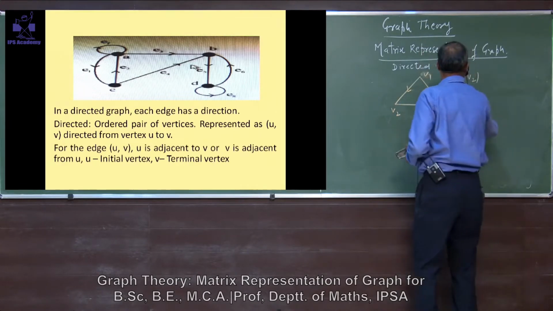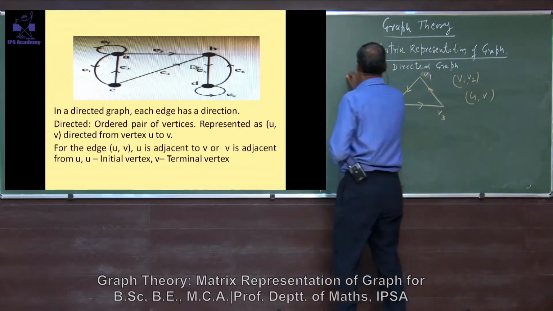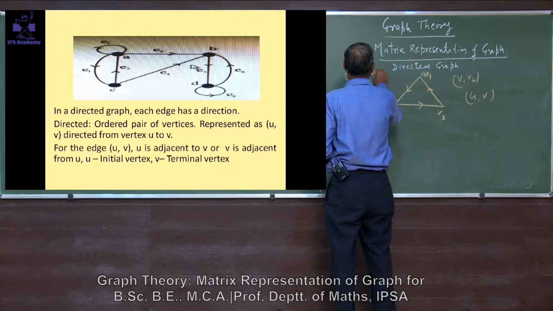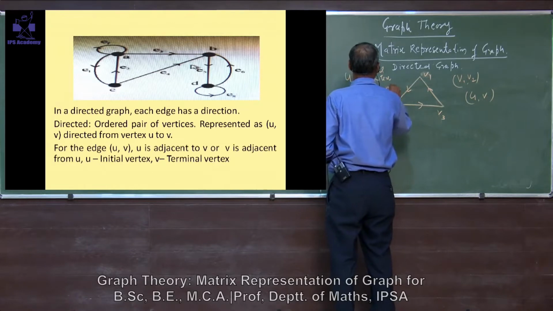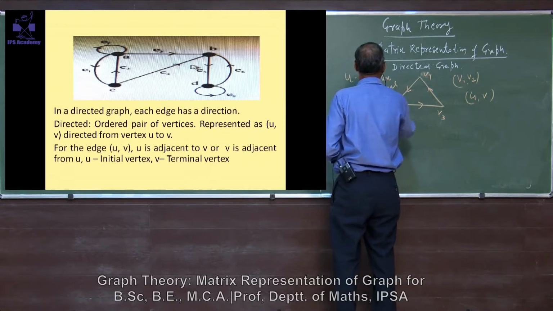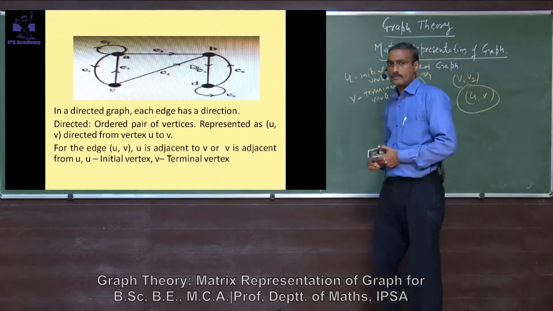Suppose we define any ordered pair by U comma V. In this case, U will be the initial vertex and V will be the terminal vertex, because U comma V is an ordered pair.